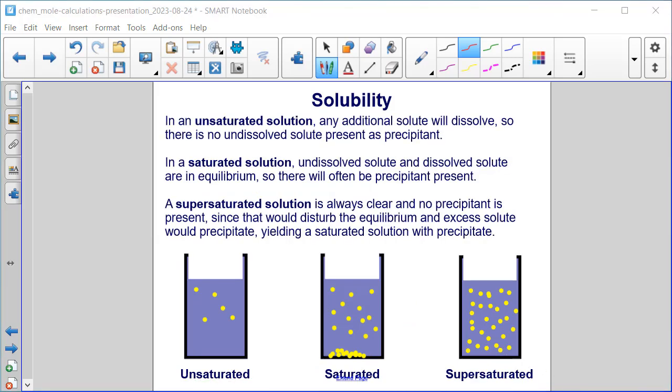Okay, so let's summarize that. In an unsaturated solution, which you can see on the left, any additional solute will dissolve, so there's no undissolved solute present as a precipitate. In a saturated solution, undissolved solute and dissolved solute are in equilibrium, so there will often be precipitate present. A supersaturated solution is always clear, and no precipitate is present, since that would disturb the equilibrium, and excess solute would precipitate, yielding a saturated solution with precipitate.